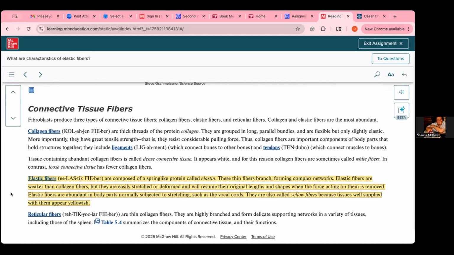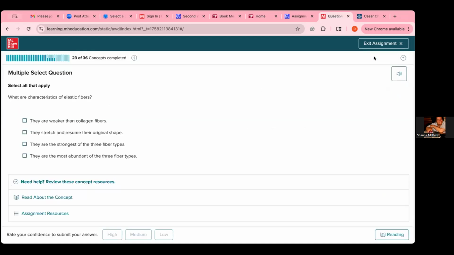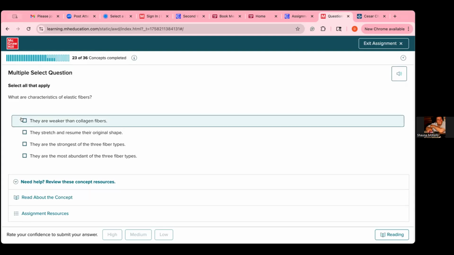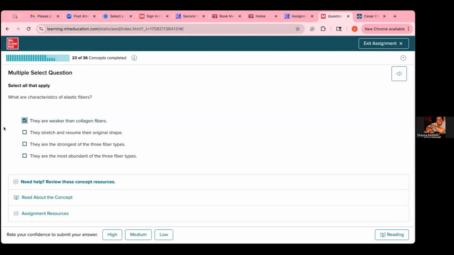Okay, let's go to the questions. Let's see what it says. They are weaker than collagen. That's true. They stretch and resume their original shape. That's true. Hold on. I only remember reading those two, but let me check.